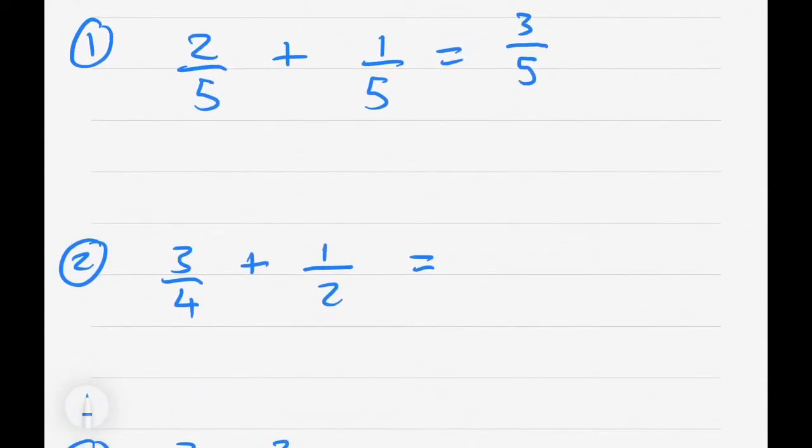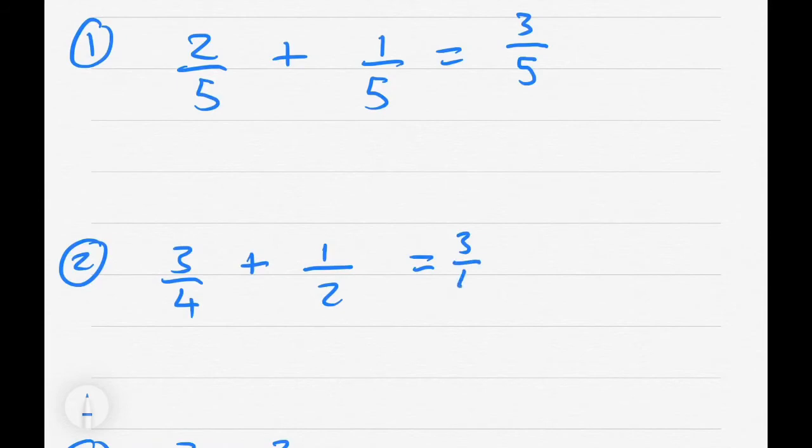Question 2, let's have a look. Well, this time we've got different denominators. We've got 3/4 plus a half. We need to make it the same number, and we do that using lowest common multiple. So, we can see that 4 can remain the same because 2 times 2 is 4. So we can get the half to have the same denominator by timesing it by 2.